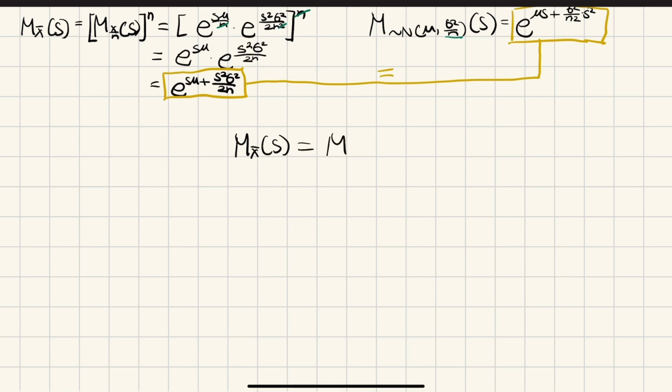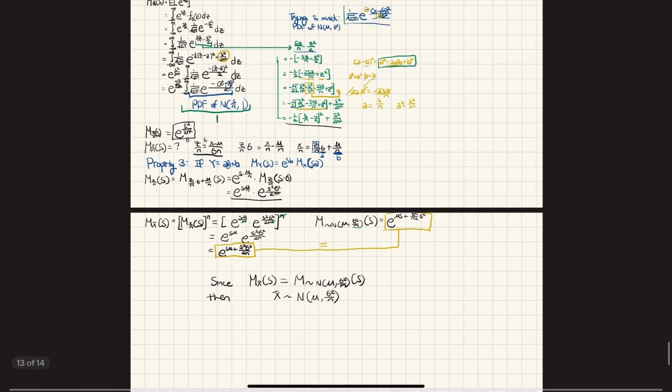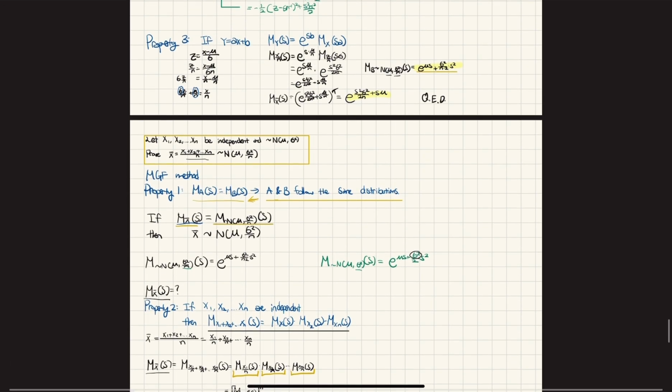Since these two things are exactly equal, the moment generating function of X mean is exactly equal to that of this distribution, then X mean must also follow this distribution. Yay! Now we proved what we wanted to prove.